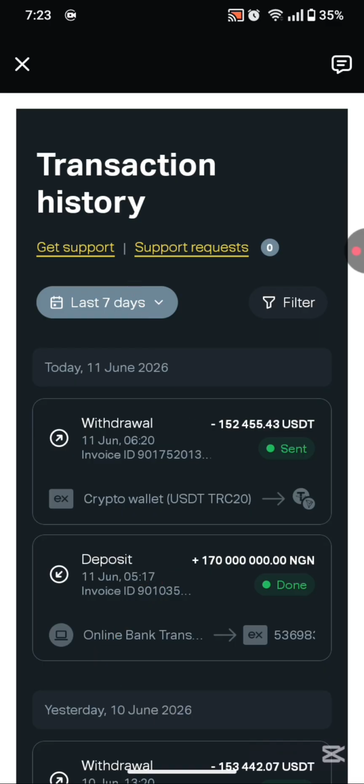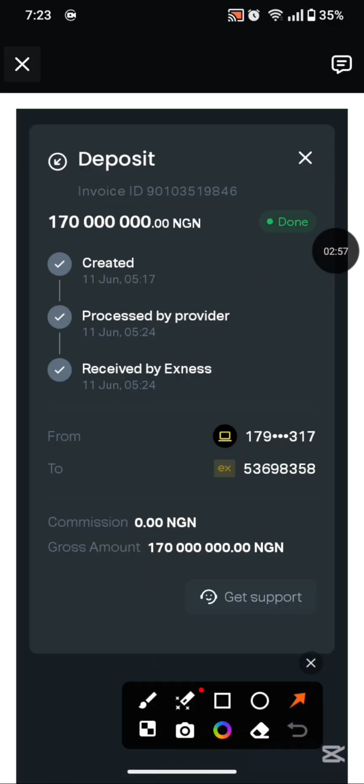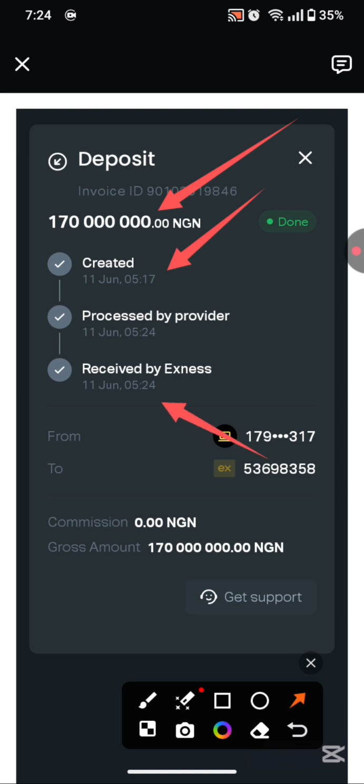So let me go ahead and show you guys my transaction receipt. So I deposited 170 million naira this morning, and for those who are saying that it's not possible to deposit 170 million naira, this is it. We have deposited the 170 million naira, and then this deposit was made at 5:17 a.m. this morning, and at 5:24 it was credited into our account.